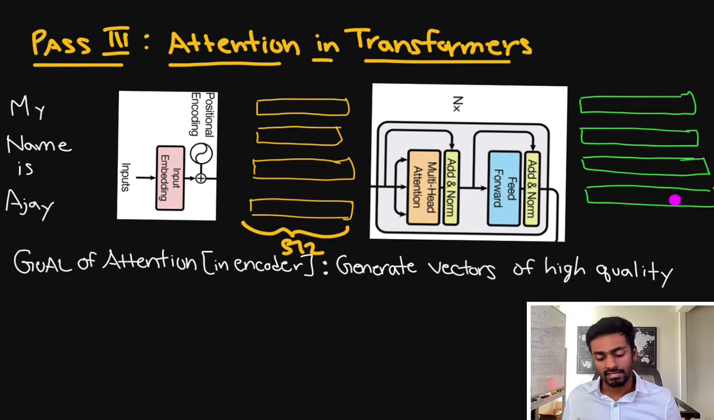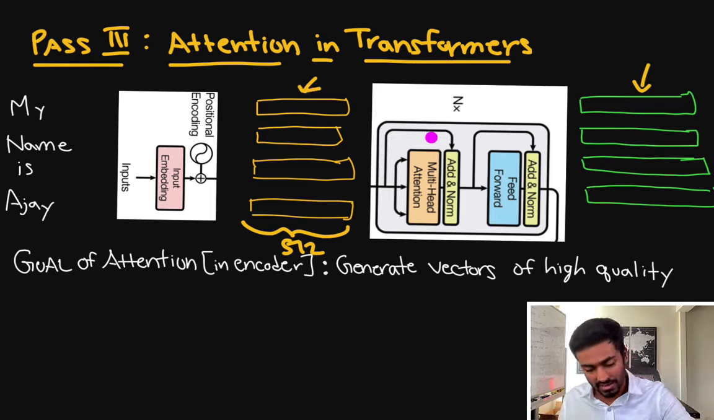The idea here is that through this attention mechanism, these vectors are going to be much more context aware and hence higher quality than these vectors over here. Specifically, the main crux of the reason is this multi-headed attention part. And so we're going to dive into some code, intuition, and math behind exactly how this works.